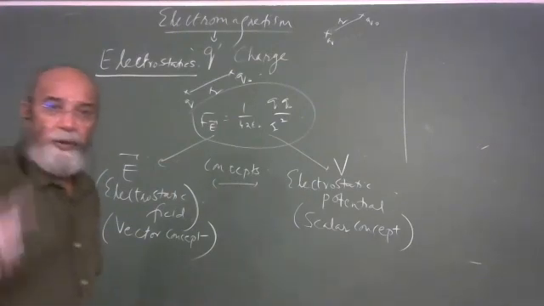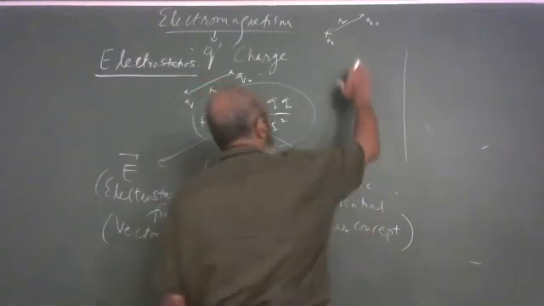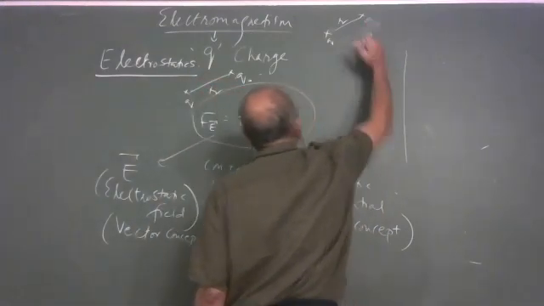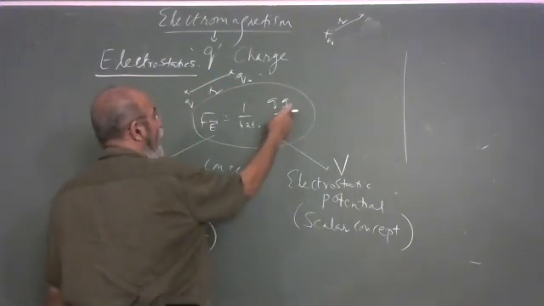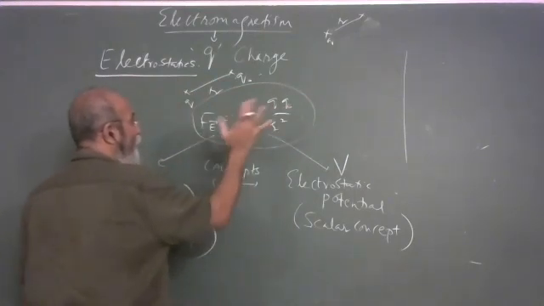Let me get rid of Q naught. If I want to get rid of Q naught, I will just shift it here. See, from the right side it is gone.